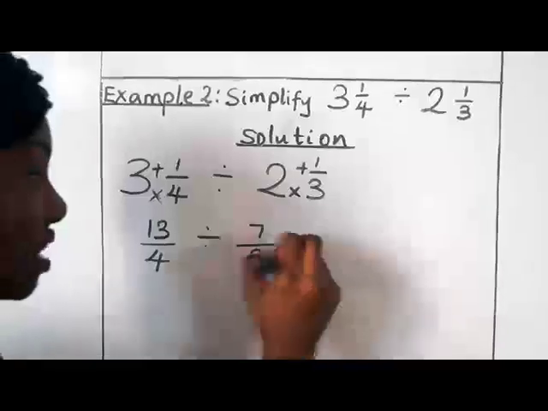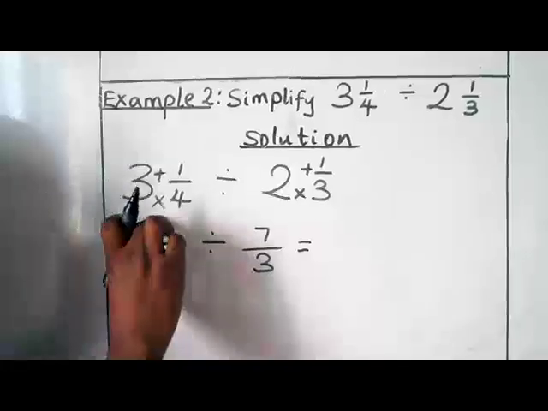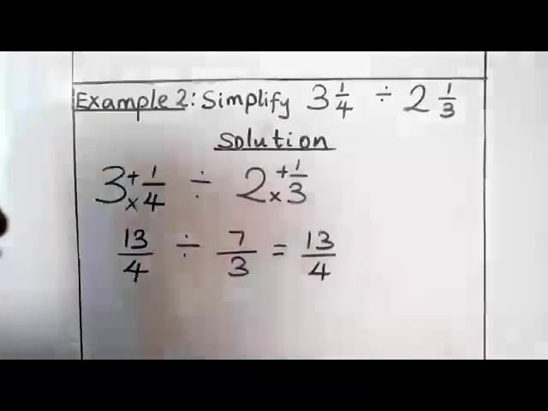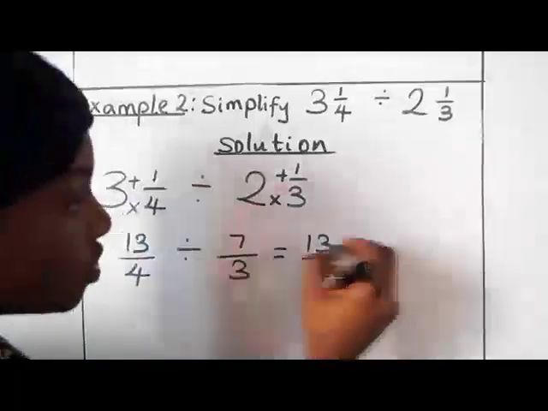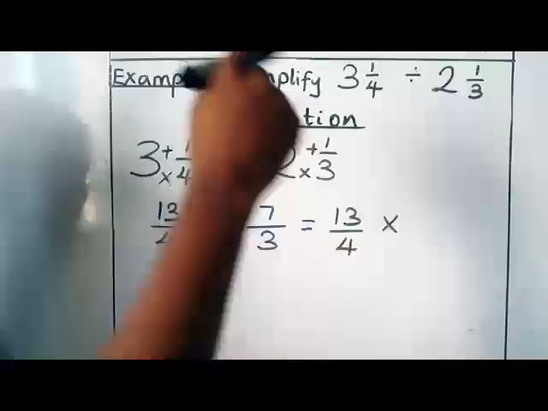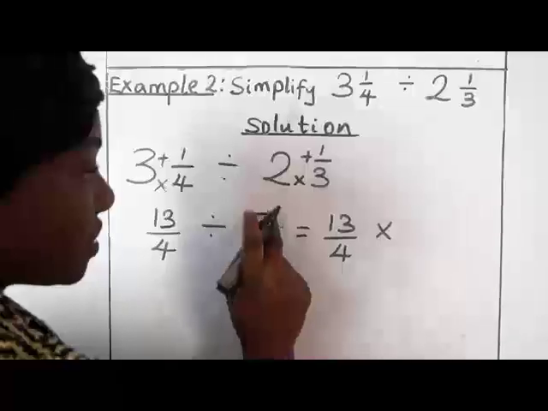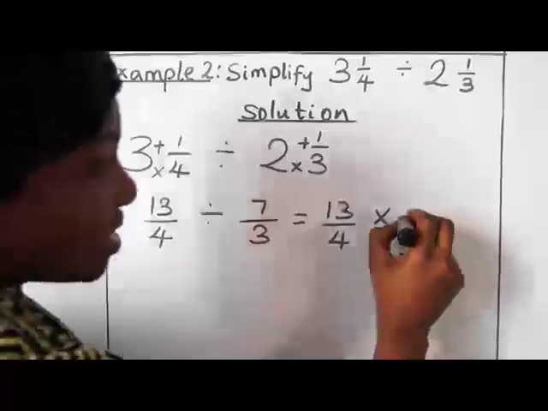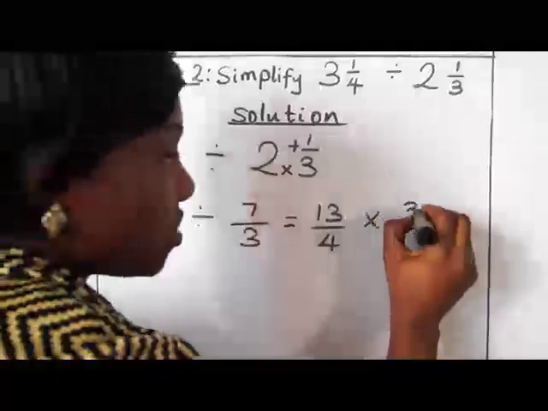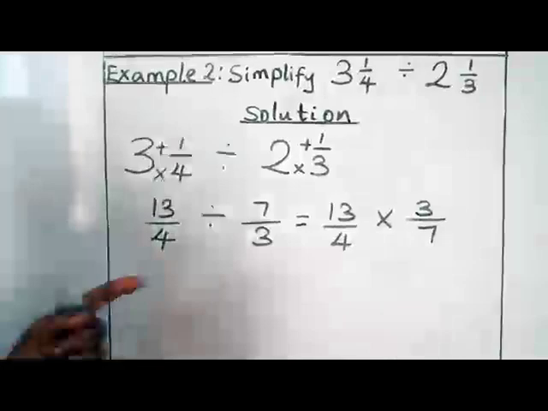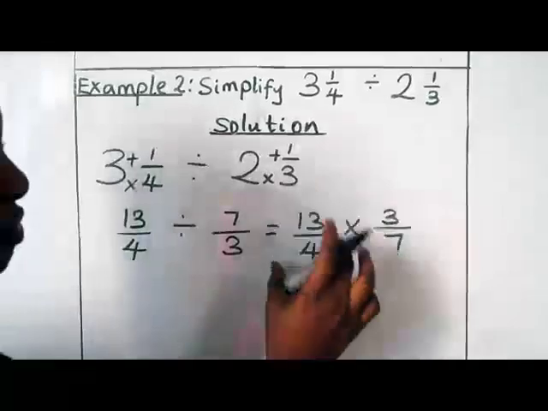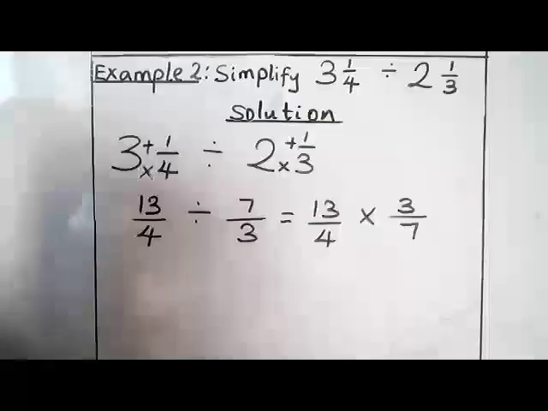So when I want to change the sign to multiplication, my first fraction does not change. It will remain 13 over 4. This sign changes to multiplication. The moment that happens, this fraction will have to change. 7, that is the numerator, will come as the denominator, and 3, the denominator, will come up as the numerator. Can you see I've kind of somersaulted this fraction? So now I have 13 over 4 multiplied by 3 over 7.